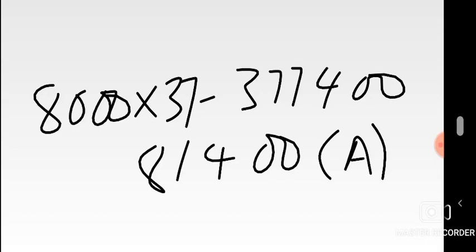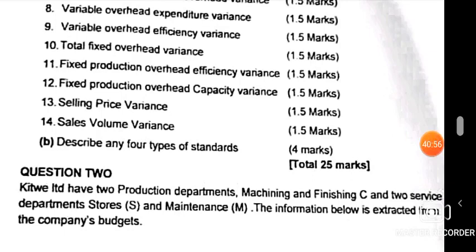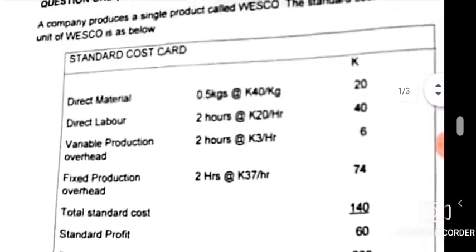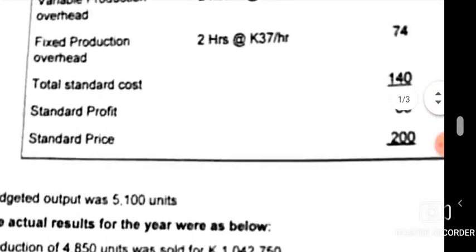The 13th variance is sales. Sales price variance, okay, that's a figure. That's what they've told us. And sales volume variance. Go to the question up there. Sales, you're only relating to something to do with sales. There's standard price. That standard price you're seeing there is just the selling price. They just didn't state it clearly, just in case you're wondering.